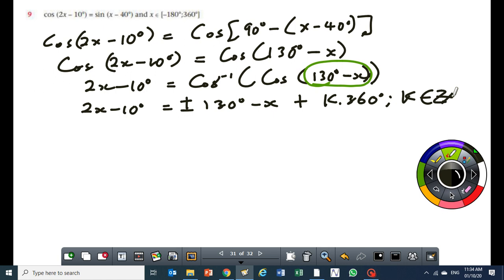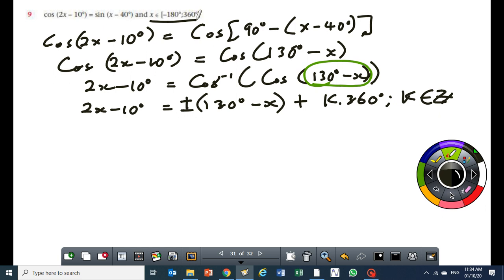We have this already. Alright, let's get on from here. I suggest you put a bracket there. Then I need to get my general solution first, then find the values of x using the general solution, because the question is asking for values of x between minus 180 and 360. So you have to get your general solution, then use the general solution to get the values of x.